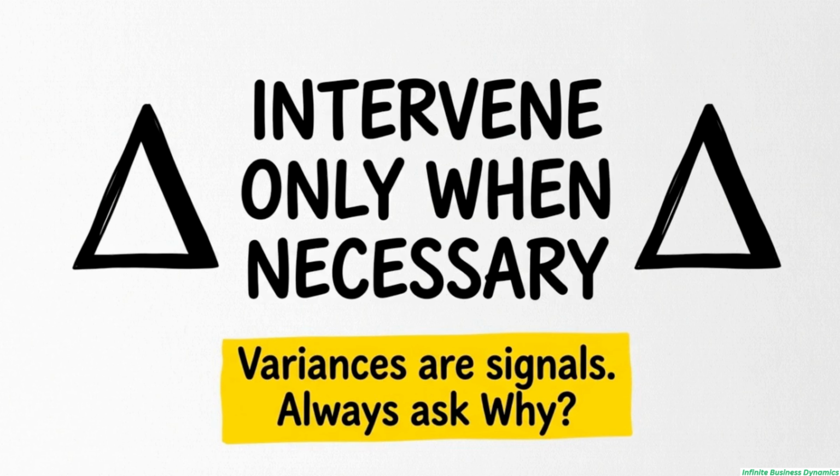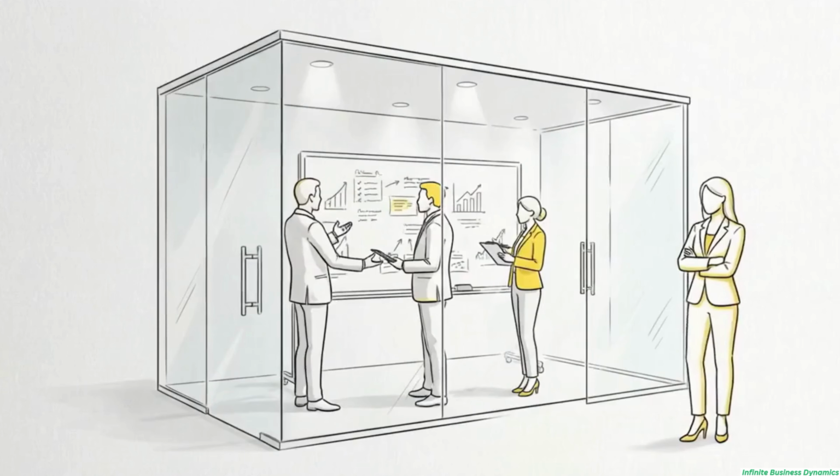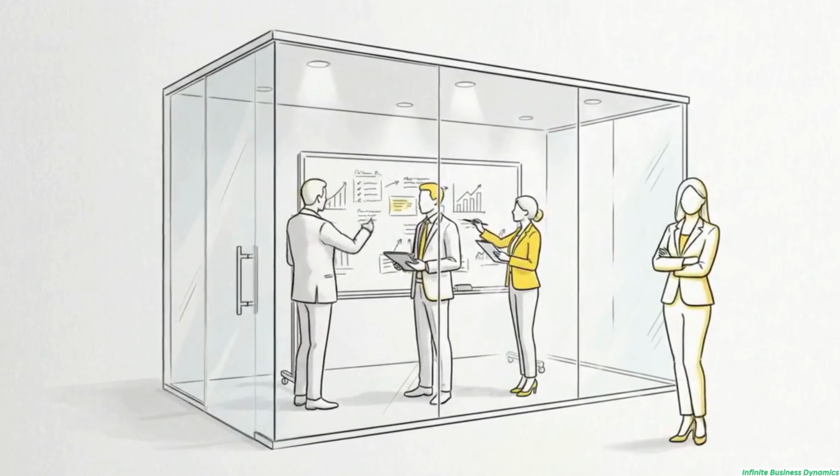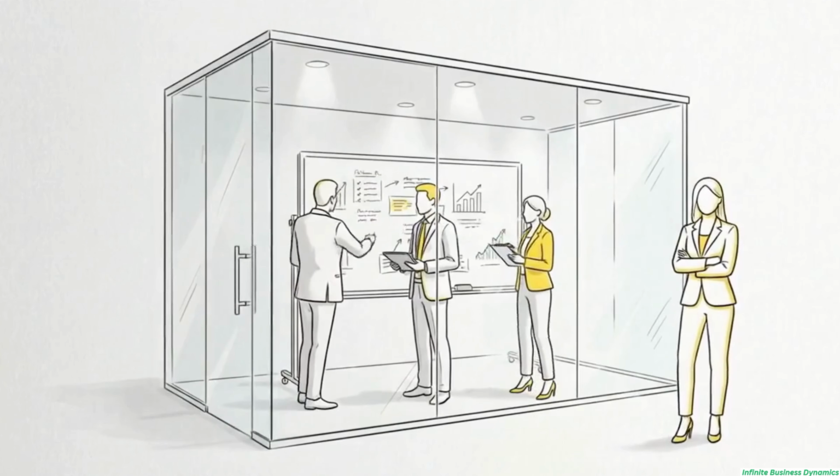Mastering SV and CV forms the foundation for management by exception. By monitoring these variances, leadership can allow teams to execute autonomously, intervening only when the data signals a distinct deviation from the plan.